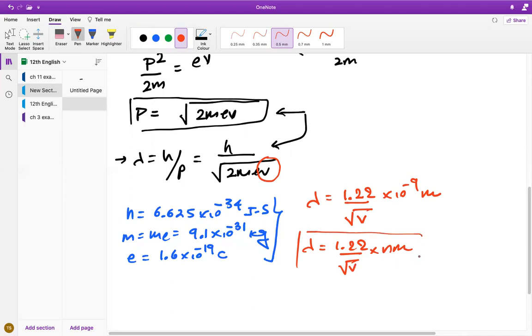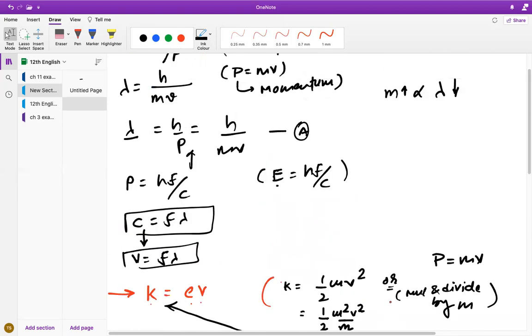So this is the question. Sometimes they ask you to prove the wavelength's value in terms of nanometer for an electron, accepting the wave nature. So you will have to show this expression.